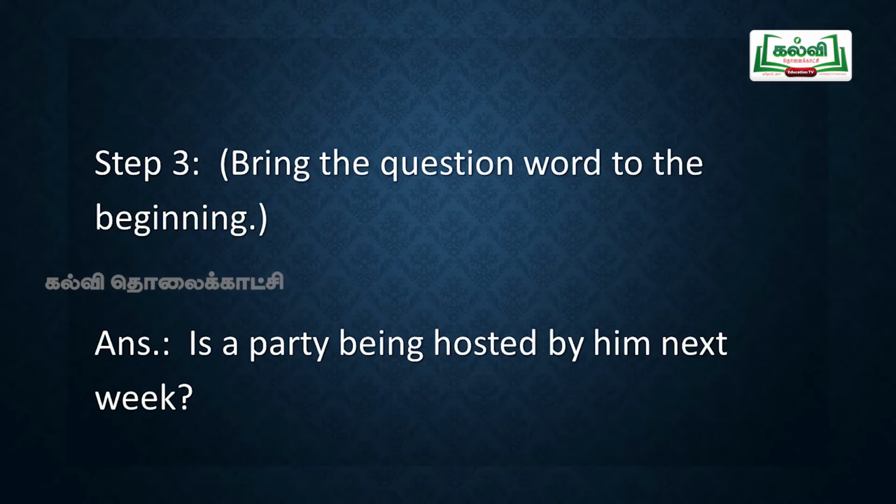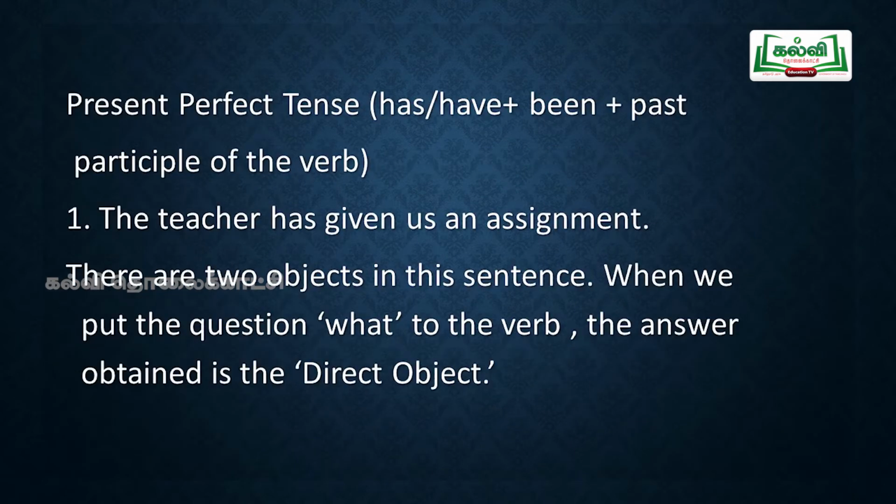Here the structure is has for singular, have for plural. So has or have plus been, been plus past participle of the verb. Now look at the sentence. The teacher has given us an assignment. Now in this sentence you find 2 objects. When we put the question what to the verb, the answer obtained is called the direct object. And when we put the question whom to the verb, the answer that we get is called the indirect object.